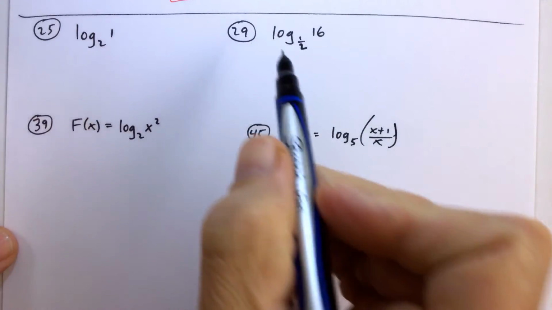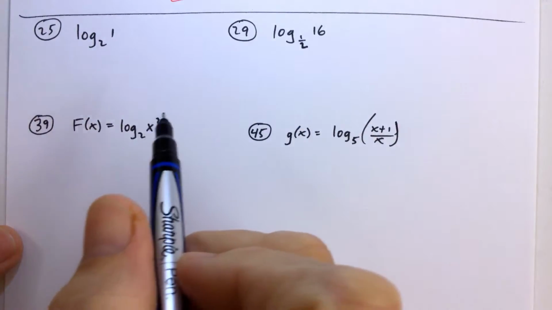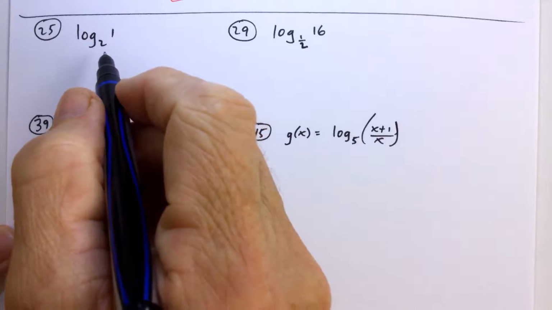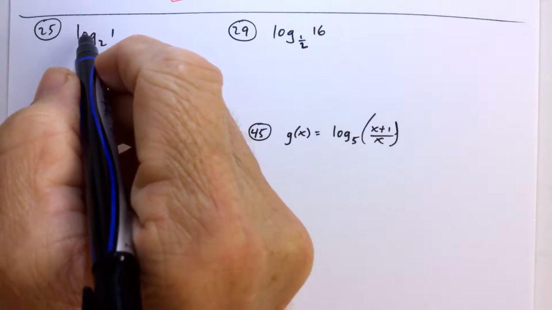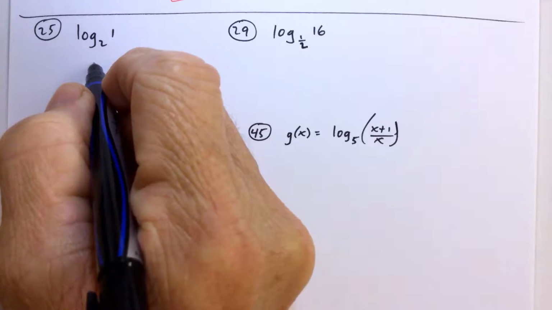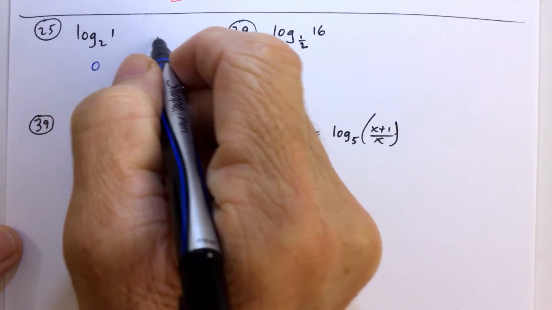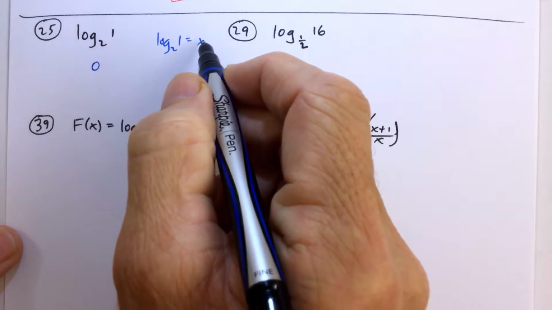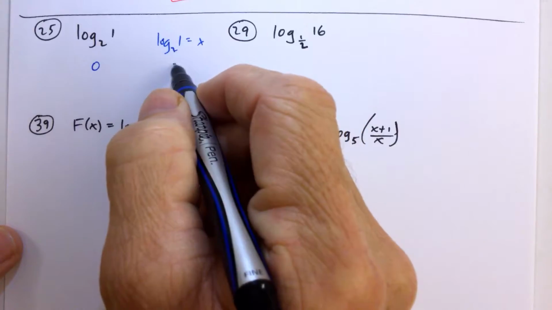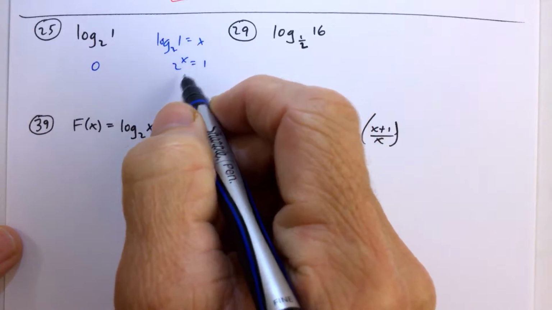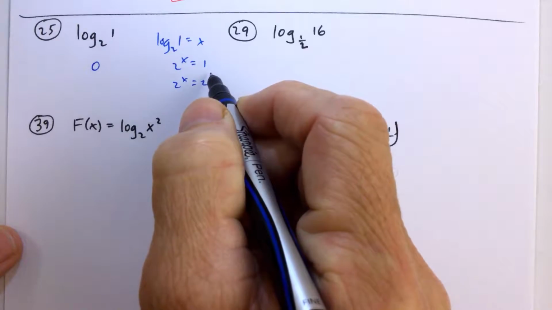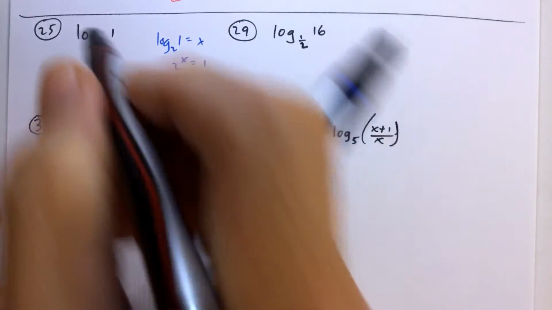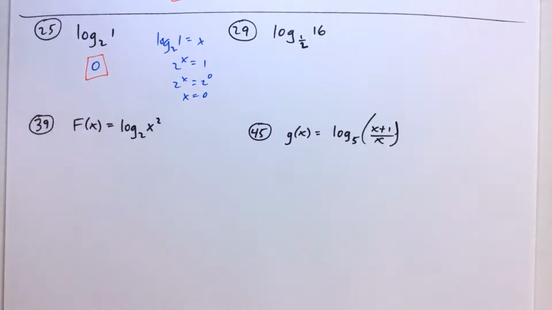In problems 25 and 29, we're supposed to find the exact value of the logarithm without using a calculator. For problem number 25, we should always know that log base anything of 1 is always going to be 0. That's because if you set the log equal to x and solve for x, you would take 2 and raise it to the x power equal to 1. Well, 2 to the x equals 1 can be rewritten as 2 to the 0, and x then would equal 0. So therefore, the value of this logarithm is 0.